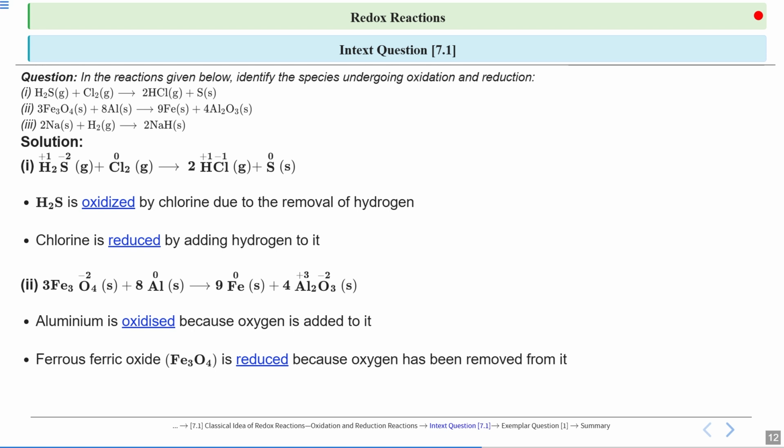So in the reaction, you can clearly see that iron is present alone in the product, while in the reactant the aluminium is present alone and oxygen has been added to it in the product. So we can say that oxidation has taken place in the aluminium while the Fe3O4 has been reduced.